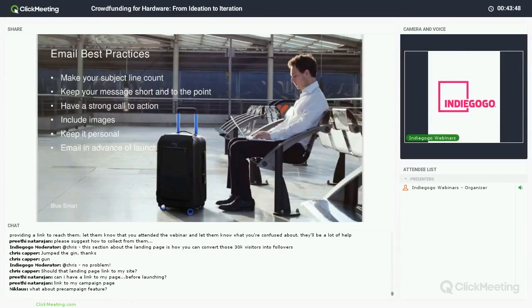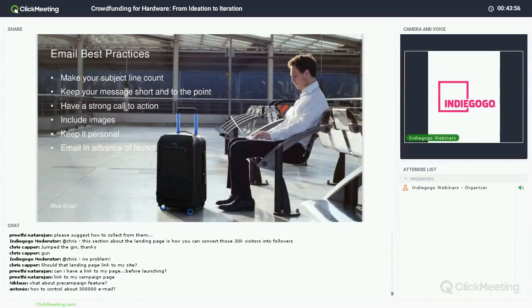So, best practices around this. You want to make your subject line count. You want to make sure you're getting directly to the point in the subject, so that they know exactly what this email is. People receive tons of junk email every day, so you want to make sure you really start strong. Keep your message short and to the point. People don't want to read anything. Keep it really simple. Have a strong call to action. Again, what I mentioned about offering a discount, that's a strong call to action. Include an image of your product. Again, keep it personal if you can. And like I just mentioned, you want to email in advance of launch.